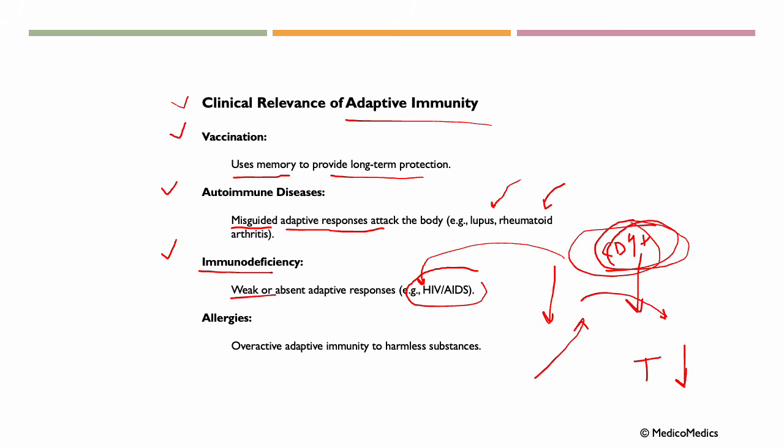Furthermore, another important point is allergies. So overactive adaptive immunity to harmless substances will still generate the inflammatory responses we see when we talk about allergies. That can be mild, but they can also be deadly. And moving along, we will talk about hypersensitivity reactions and connecting them to some of the immunoglobulins we mentioned here, like IgE, for example, which is an important and relevant immunoglobulin or antibody in allergies.